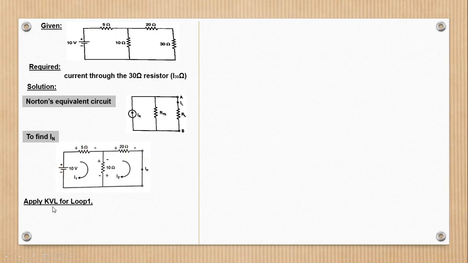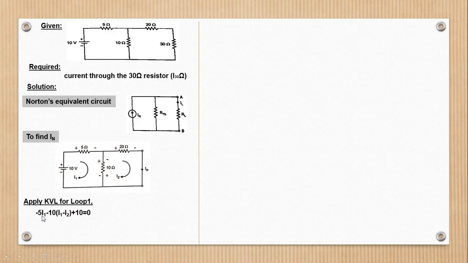Now we are going to apply Kirchhoff's voltage law. We know very well about Kirchhoff's voltage law. In a closed circuit, the algebraic sum of potential drops across circuit elements and the potential rises in the sources is equal to 0. Based on that, we are going to write the loop equation for first loop. The first loop consists of 5 ohm resistor, 10 ohm resistor and a 10 volt source.